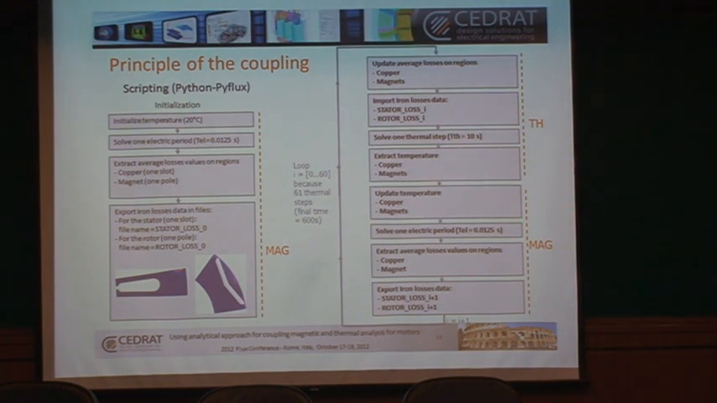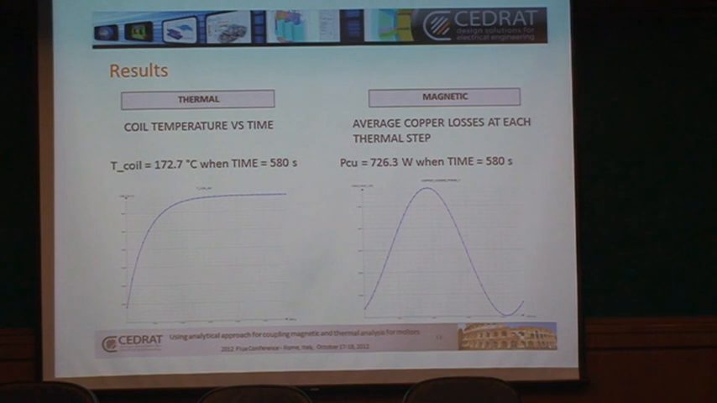And so if you look at the result, coil temperature versus time, we end up with a temperature of 172 degrees, 173 almost, at 580 seconds. And we can see when we are at 580 seconds, we actually have reached the steady state of the temperature. And the average copper losses, if I look on the full cycle, this is the losses in the coil. At 580 seconds, it's actually 726 watts. Okay, so those are computed automatically.